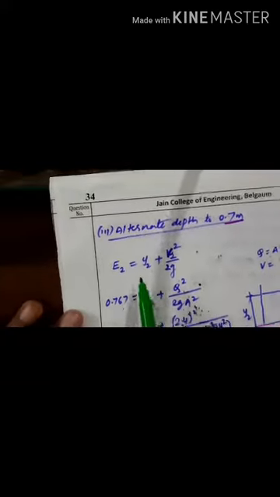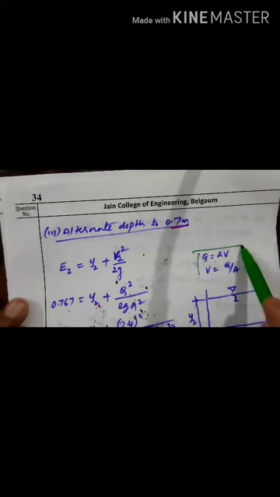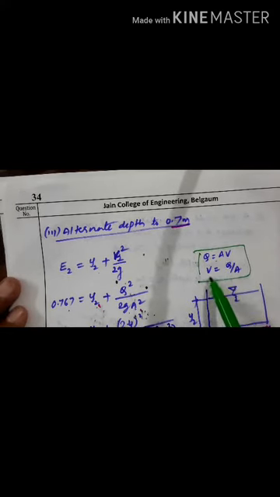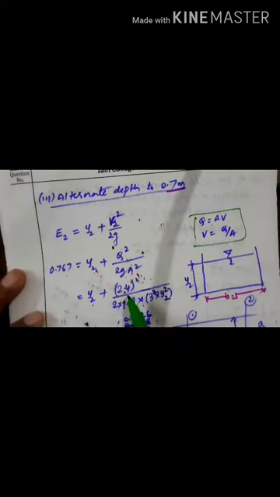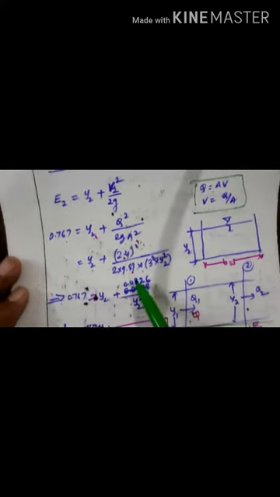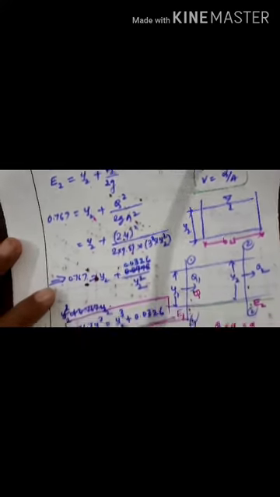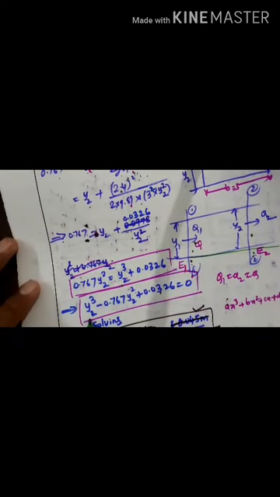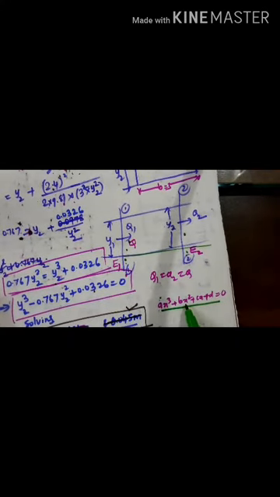Again you write the energy at 2, that is E2 equals y2 plus V2 square by 2g. Then from Q equals A into V, we get V equals Q by A. Substitute this here, substitute all the values, and simplify; you will get one cubic equation in the format ax cube plus bx square plus cx plus d.